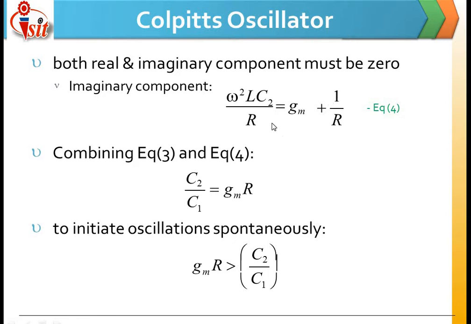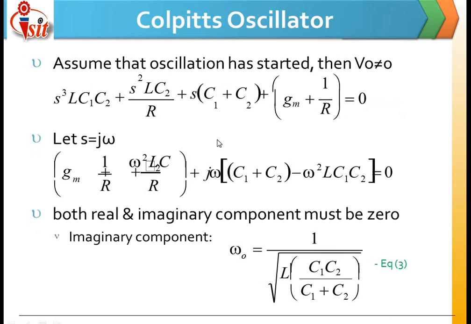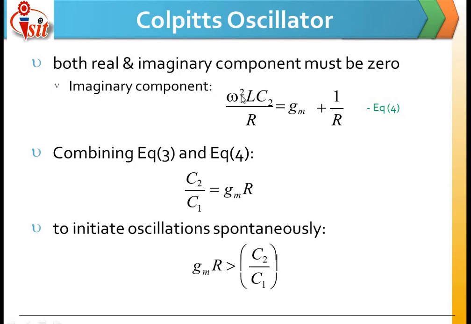Now by using this equation we are combining equation number 4 along with this equation number 3, that is, omega 0 is equal to 1 divided by under root of L into bracket C1C2 divided by C1 plus C2, along with omega square LC2 divided by R is equal to GM plus 1 divided by R. Then what we are getting? We are getting C2 divided by C1 is equal to GM into R.